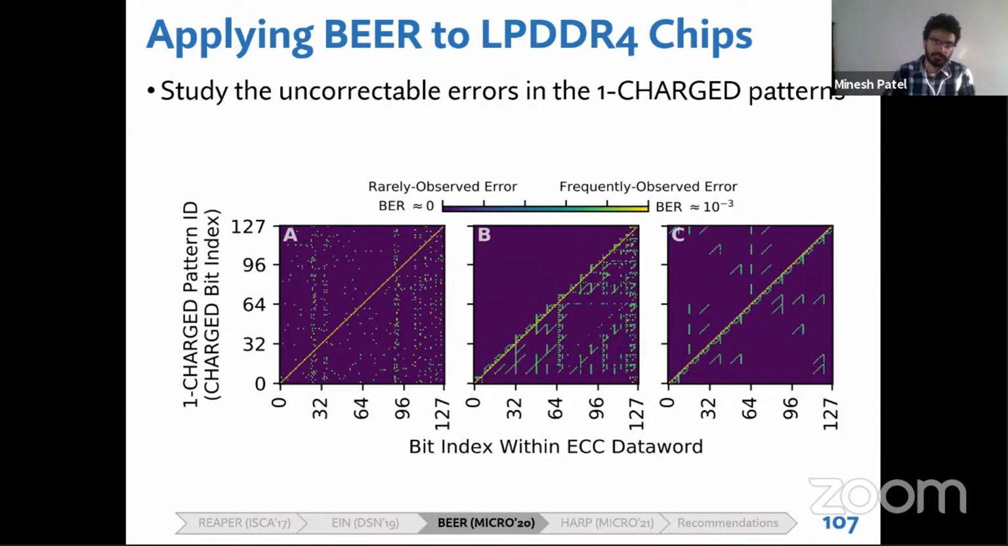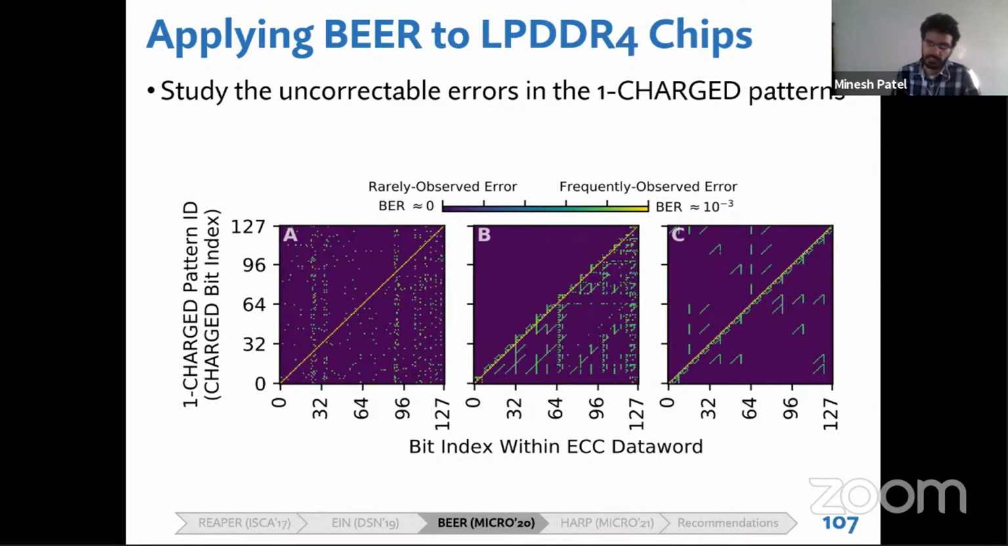Here we see that purple corresponds to rarely observed errors, and yellow corresponds to very frequently observed errors. And so what we're seeing here is, for every test pattern on the y-axis, essentially how many errors occur in each of the different bit positions, aggregated across all of the different ECC words in the device.